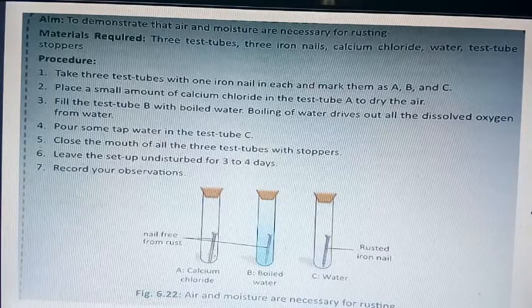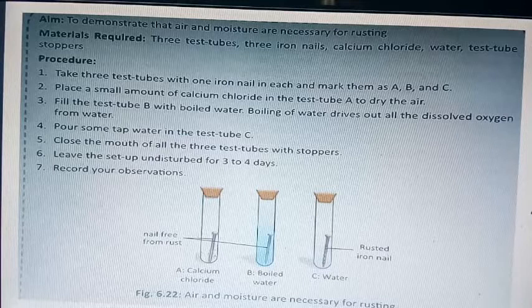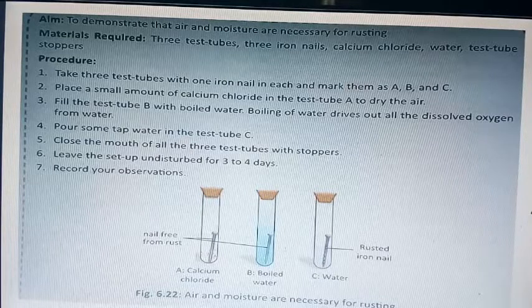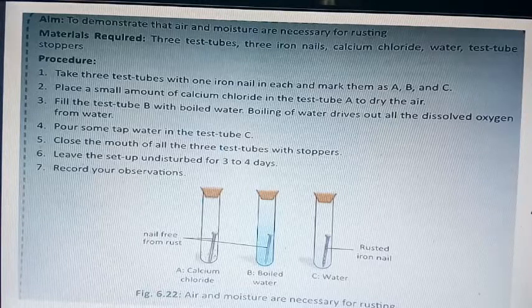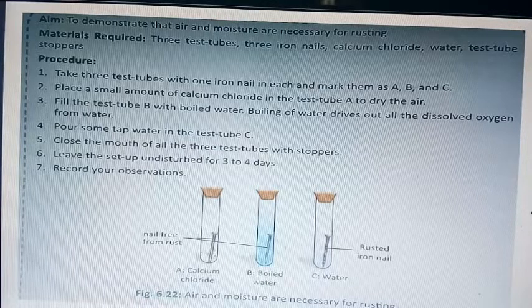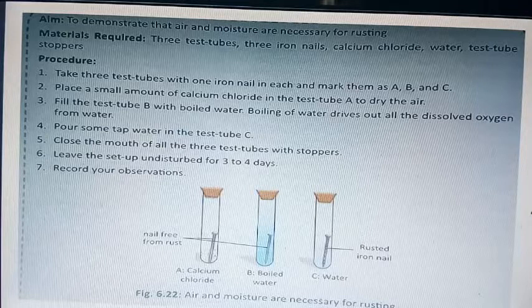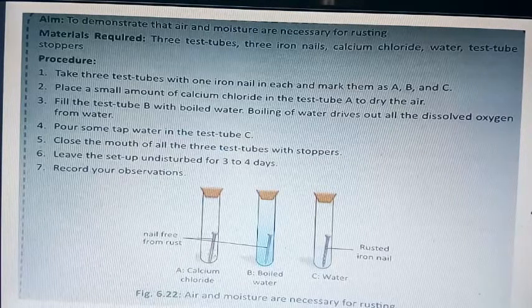Then in test tube B, the iron nail is kept in boiled water. Why not cold water? Because in cold water a small amount of air is dissolved, and in boiled water whatever air is dissolved is removed. So boiled water does not contain dissolved air.